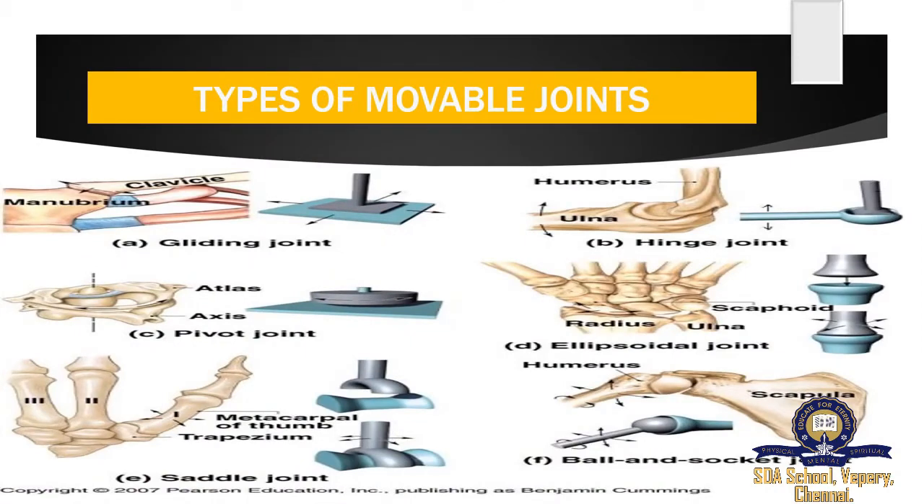Types of movable joints. Here we have different types of movable joints. The first one is the gliding joint. What is the gliding joint? These gliding joints we have in the spine. They are arranged almost flat and of similar size. It only allows limited movement in our body.